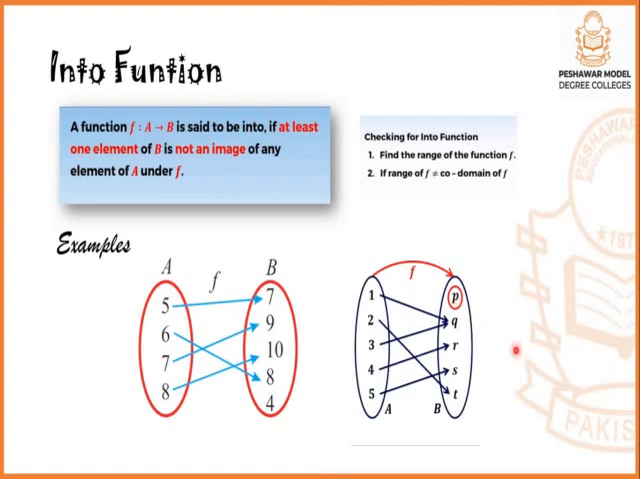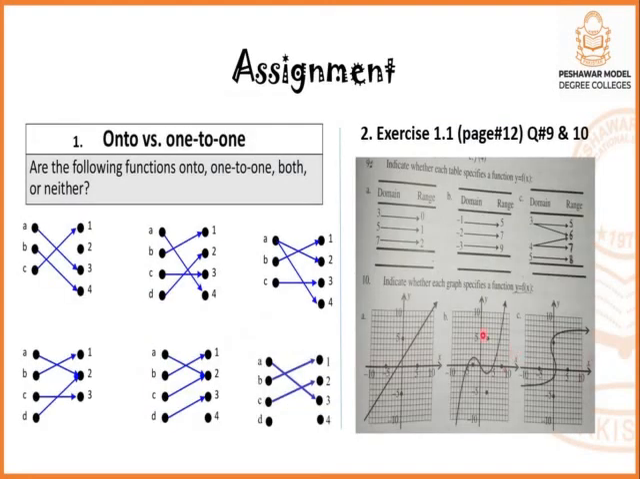I hope that you have understood the types of function. Now here we have some assignment for you. First of all, in the first question, you have to check whether the functions are onto, one-to-one, both, or neither in all these 6 examples. In question number 2, you have 2 questions. These 2 questions are taken from exercise 1.1 on page number 12.